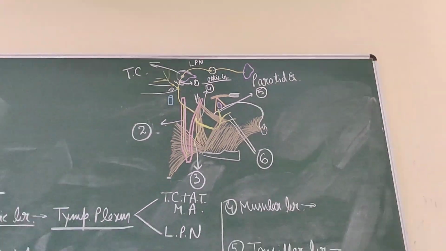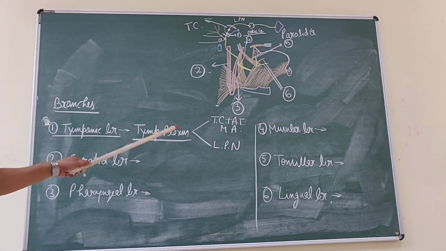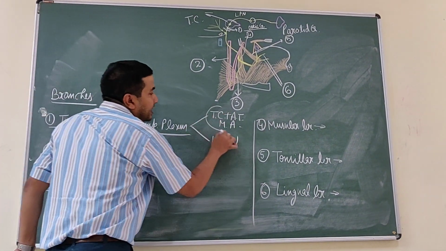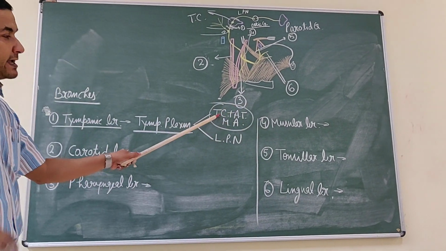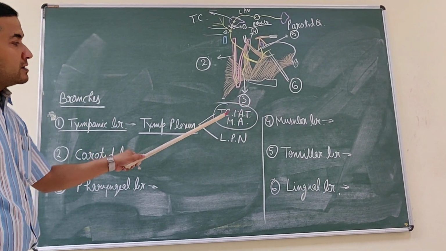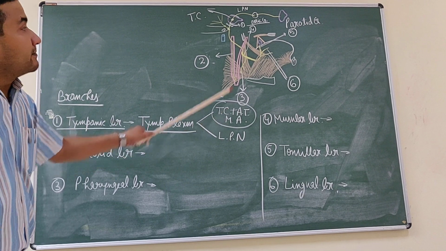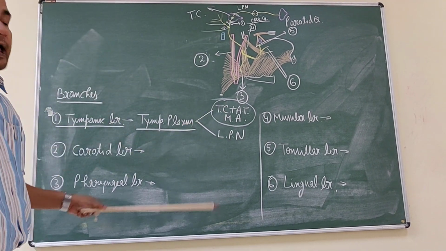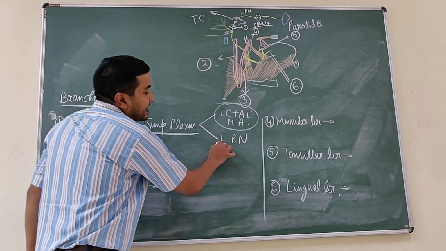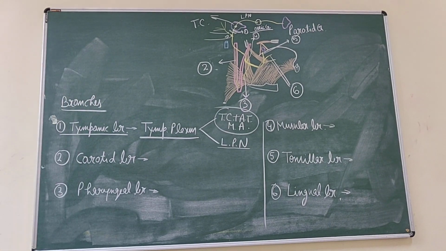So this tympanic branch is important: it supplies sensory supply to this region, the tympanic cavity, auditory tube, and the mastoid air cells. And there is a branch, the lesser petrosal nerve.